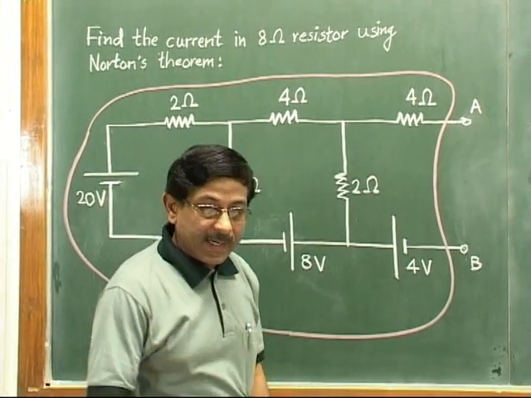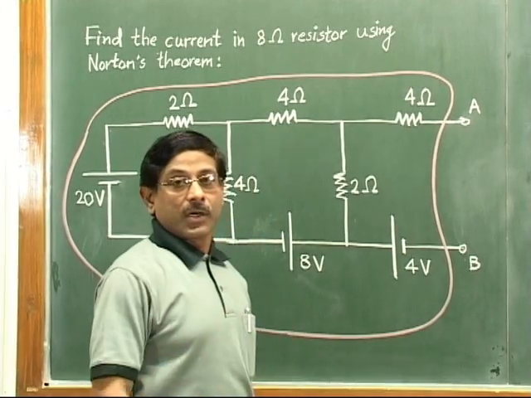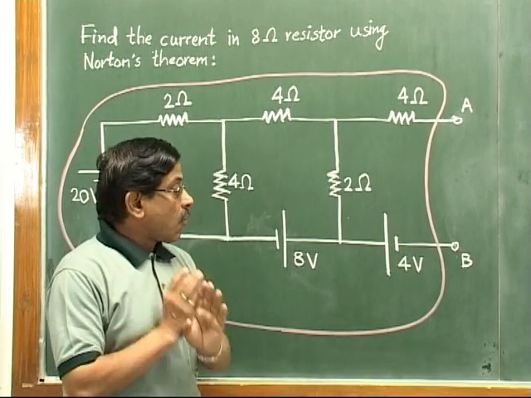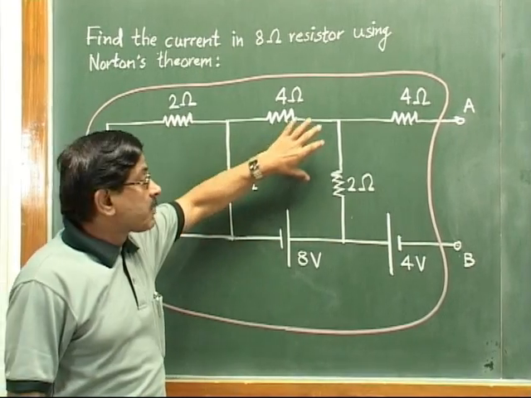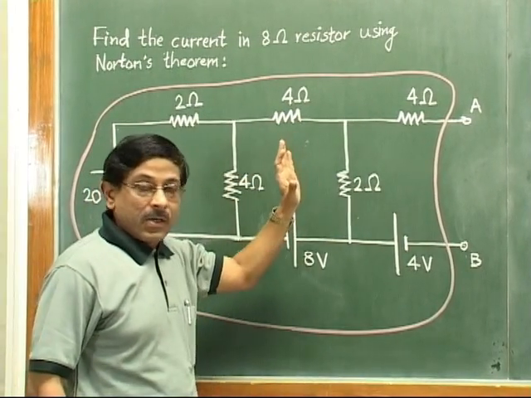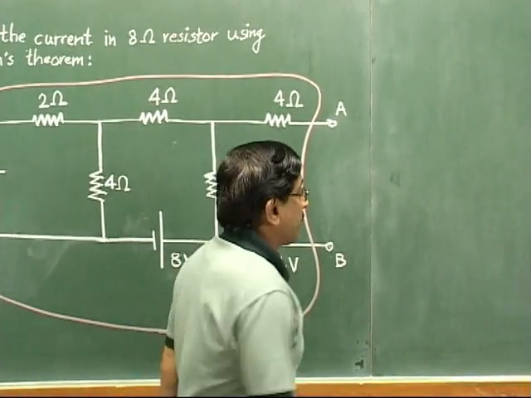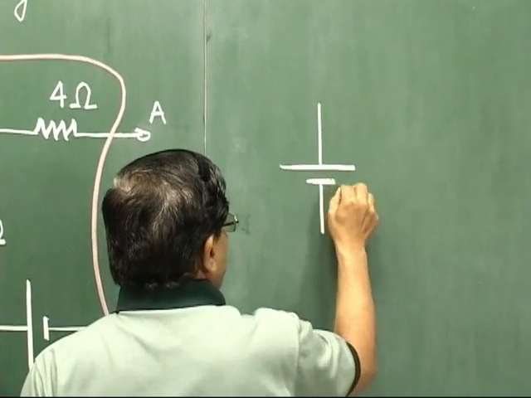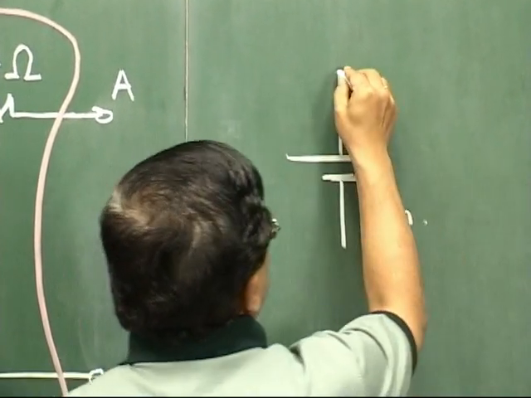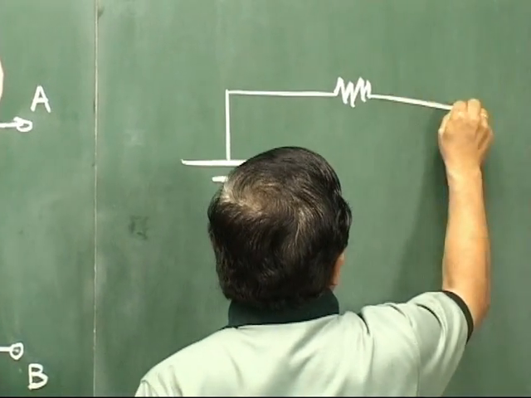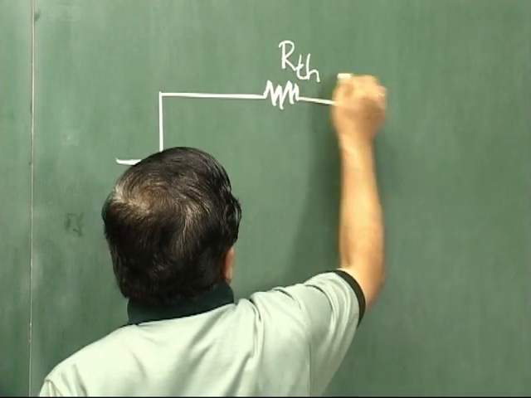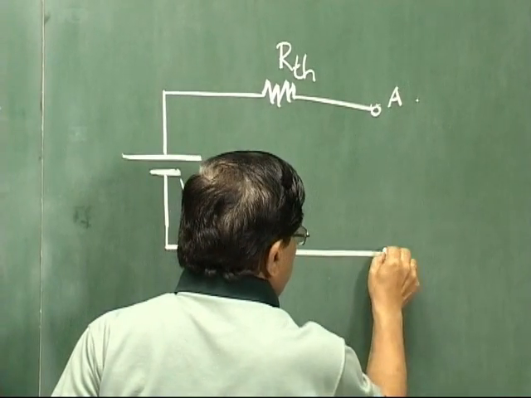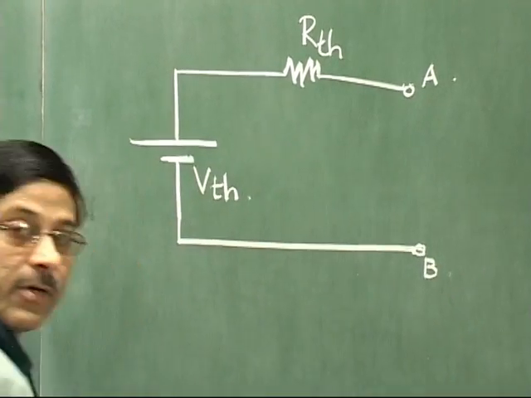Again see what is the central idea of Norton's theorem. In Thevenin's theorem, we converted the circuit in the red space in terms of an equivalent voltage source VTH, called the Thevenin's voltage, and then one single equivalent resistance RTH. This was our point A and this was our point B. So this was done in the solution with Thevenin's theorem.